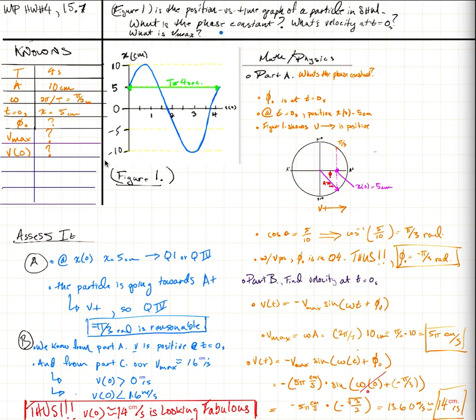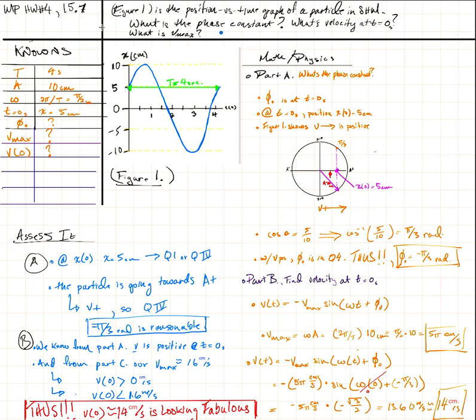MP homework number 4, 15.7. Figure 1 is the position versus time graph of a particle in simple harmonic motion. What is the phase constant? What's velocity at 0? What is velocity max?